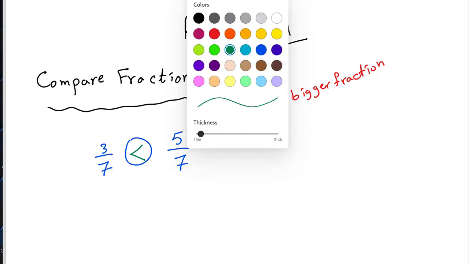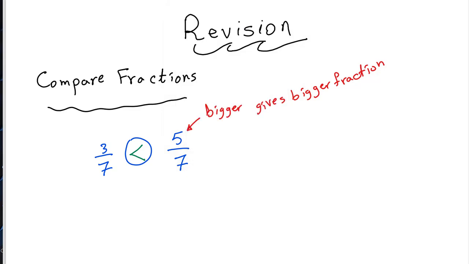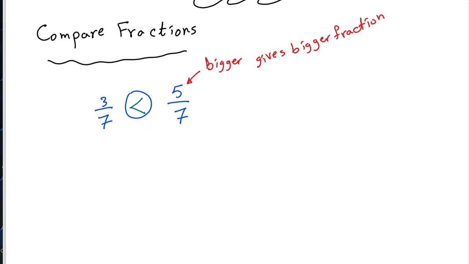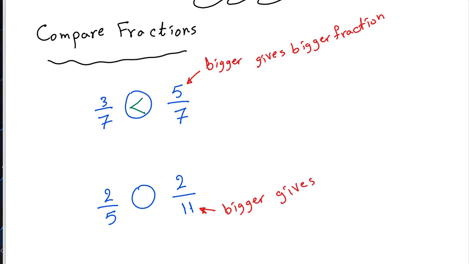And the second case, if we have the same numerator, let's move down a little bit and see here. If we have 2/5 and 2/11, in this case, we have the same numerator. And when we have the same numerator, the bigger denominator gives a smaller fraction. So in this case, 2/5 is greater, because the 11 down in the denominator makes 2/11 a smaller fraction.